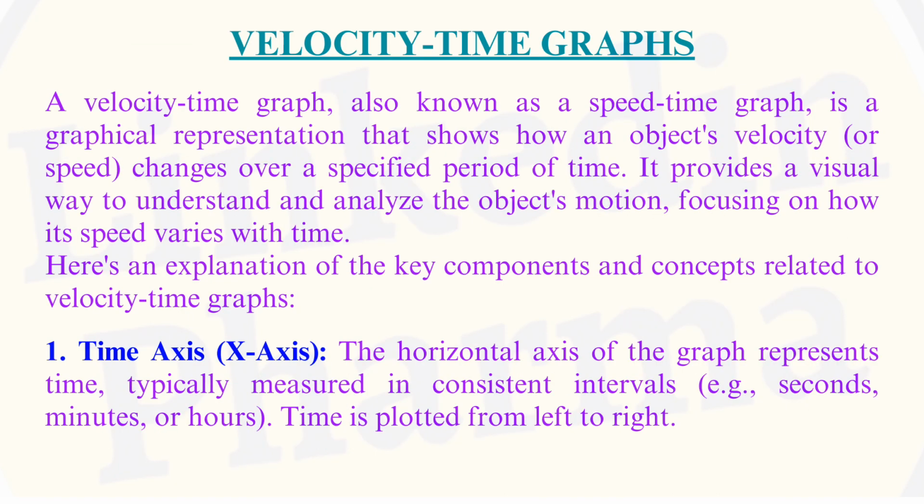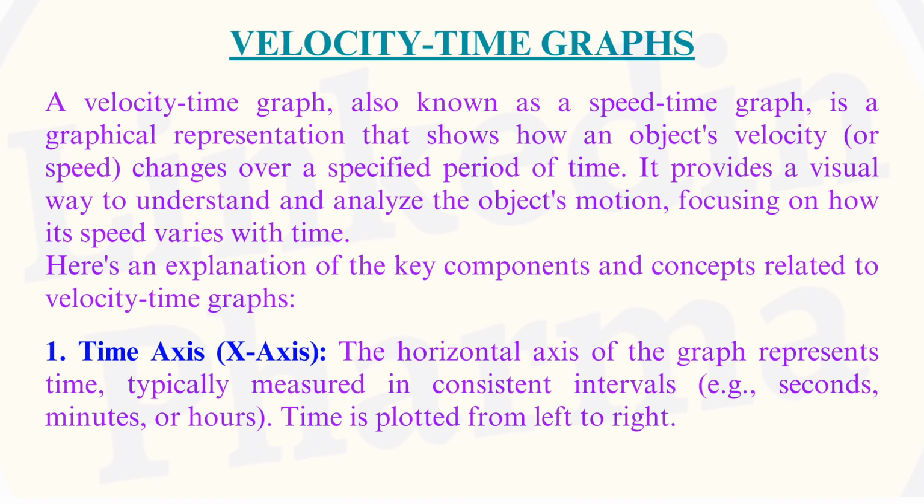Velocity time graphs. A velocity-time graph, also known as a speed-time graph, is a graphical representation that shows how an object's velocity, or speed, changes over a specified period of time. It provides a visual way to understand and analyze the object's motion, focusing on how its speed varies with time. Here's an explanation of the key components and concepts related to velocity-time graphs.